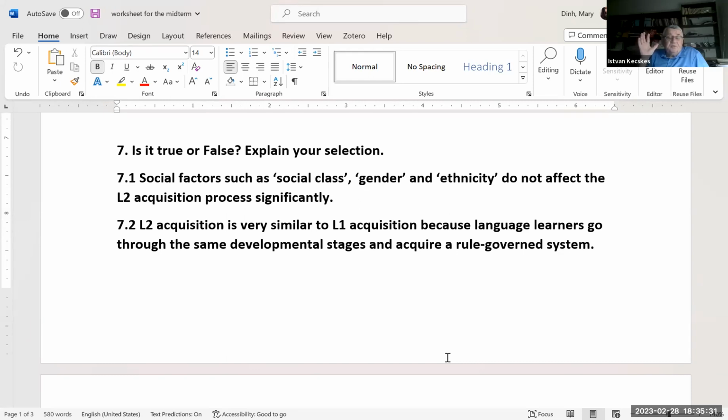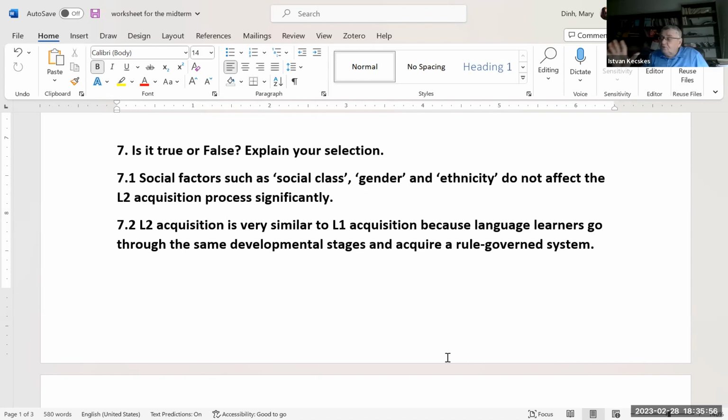But as far as the other half is concerned, it's debatable at least, because you remember that we talked about studies that actually support that language learners go through the same developmental stages, no matter whether they acquire that language as first language, second language, or third language. So it's a question whether you agree with that or not. Definitely the second part is undebatable.